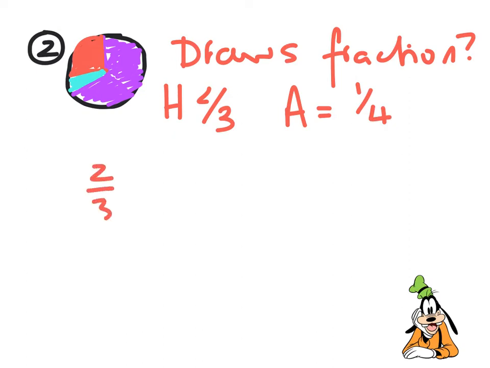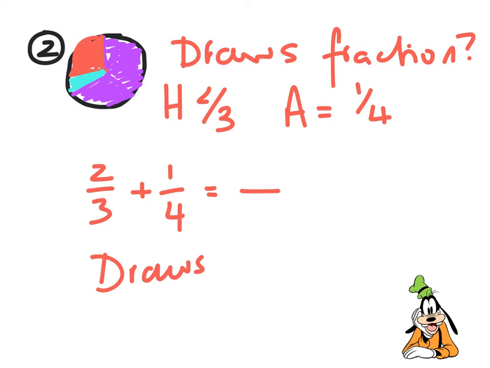Okay, well, we know that the home wins is 2/3. We know that the away wins is 1/4, 25% is 1/4. So if I add these together and get an answer, I then should be able to work out what fraction the draws are. Right, it should be obvious. Once you've added these two fractions here, then you should know exactly how many or what fraction the draws are.